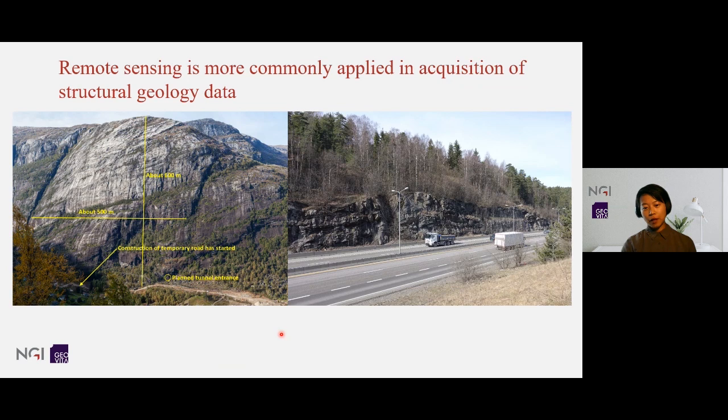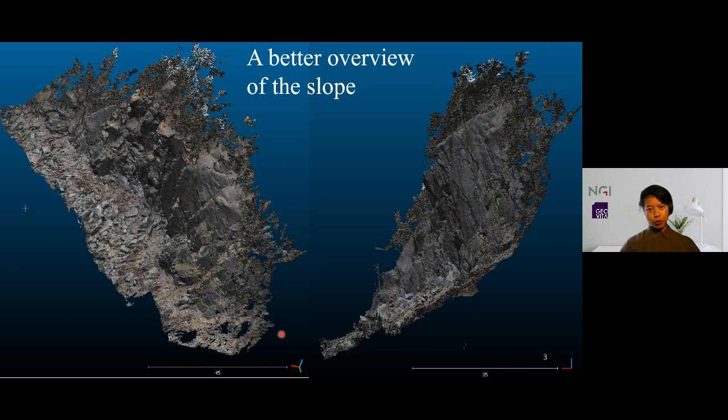To the right, it's a rock cut slope along a BC road. It would be very hard to go there to do field mapping because there's traffic and it can be dangerous. So we can also take pictures of the whole hillside, or if possible, to fly drones when there's no traffic to get an overview of it. With 3D models of rock slopes, we can get a better overview of the whole outcrop. We can get information on top or from the sides, and we can use it for analyzing the data in the office.